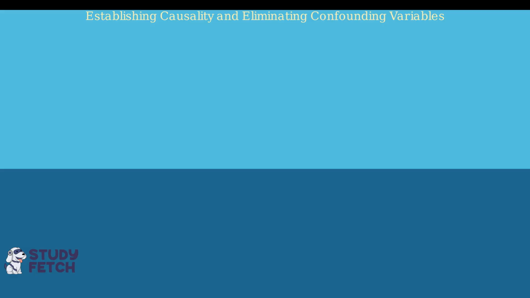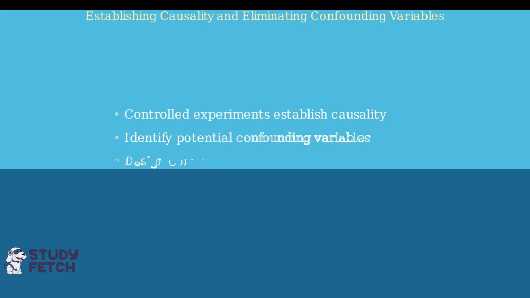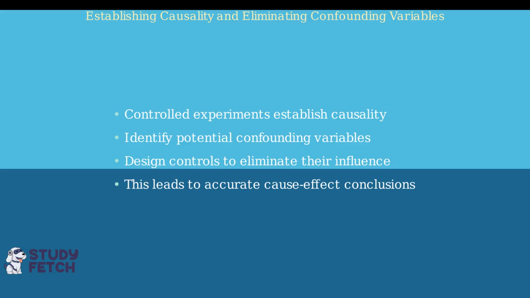By eliminating confounding variables, through proper experimental design, we can confidently establish cause and effect relationships. In summary, controlled experiments establish causality by identifying potential confounding variables and designing controls to eliminate their influence, leading to accurate conclusions about cause and effect relationships.